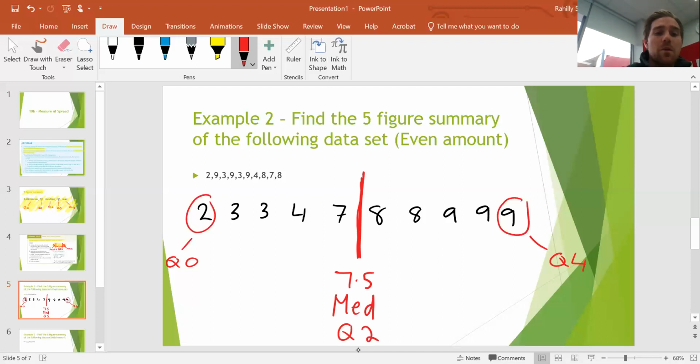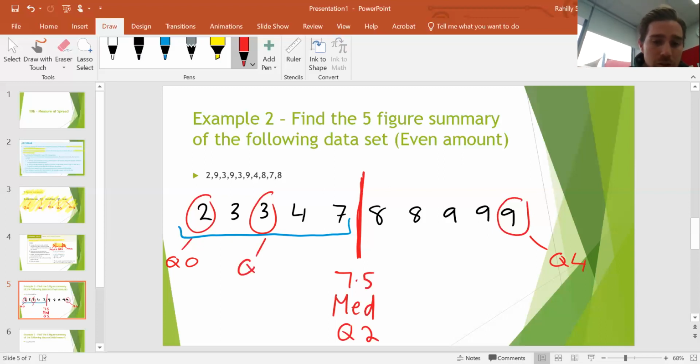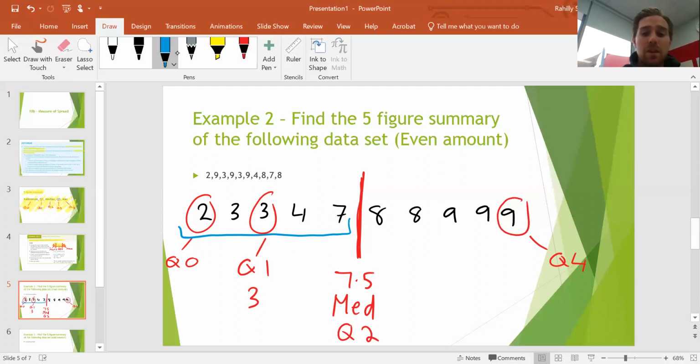Now, with an even amount, we're going to split it in half. We're now just looking at this half, because we're not including our median. We're using those 5 numbers. To find the Q1, it's just the middle number of this half. You can see there's 2 on the left and 2 on the right of that 3. So that middle number is 3. Our Q1 is 3.